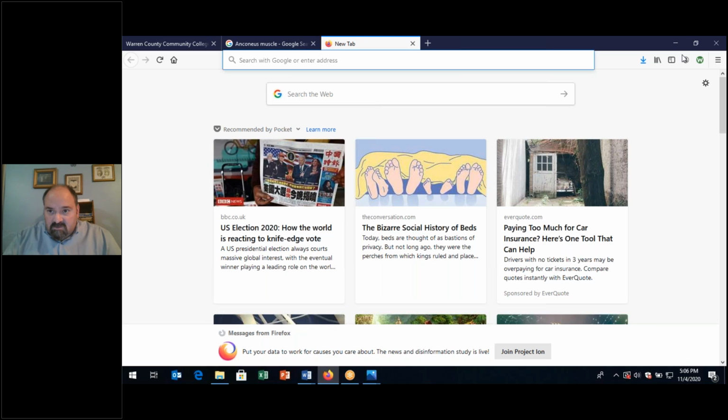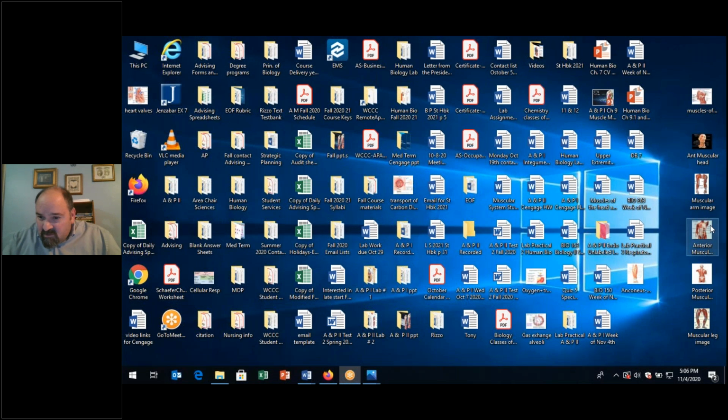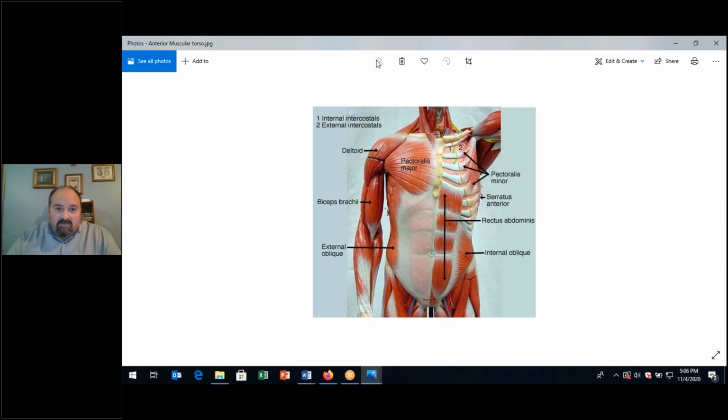And let's go to, we're gonna look at the torso right now, okay? So on the torso, I can't make it bigger. So on the torso, as you're looking at this image, you're going to see that here we have external features, and here we have more deeper features. Do you understand that, right?